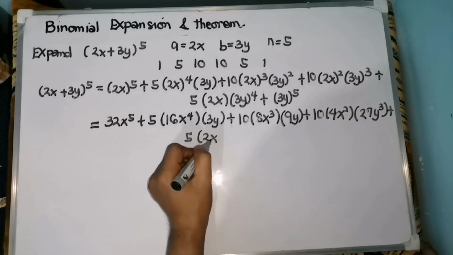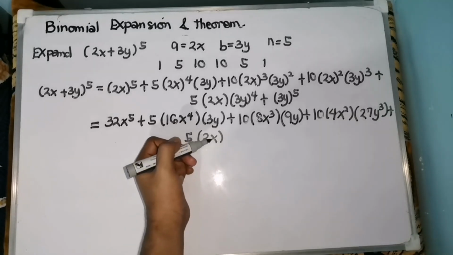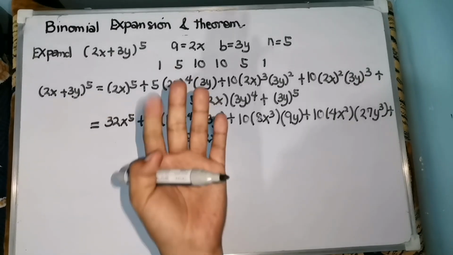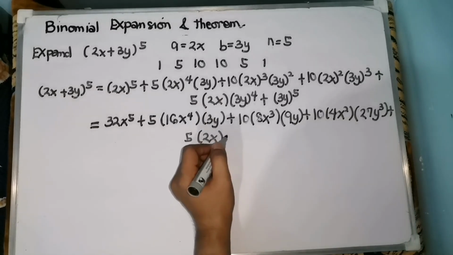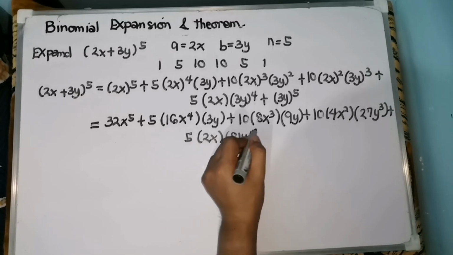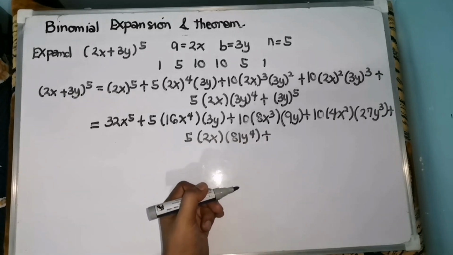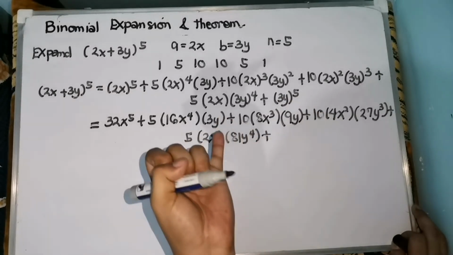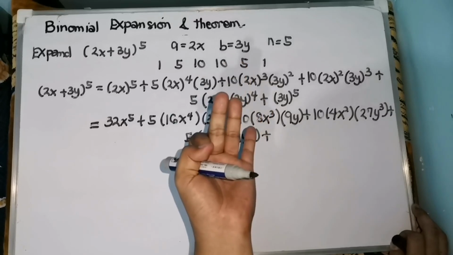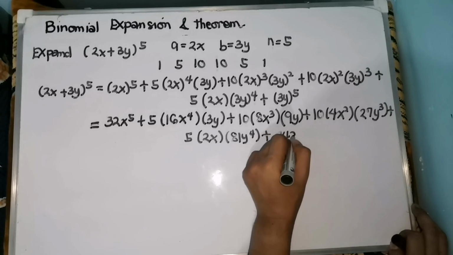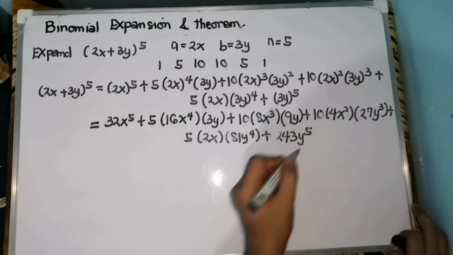5 times 2x times 3 to the 4th. So 3 to the 4th: 3 times 3 is 9, times 3 is 27, times 3 is 81. So we have here 81y to the 4th, plus 3 to the 5th, which is 3 times 3, 9, times 3 is 27, times 3 is 81, times 3 is 243y to the 5th.